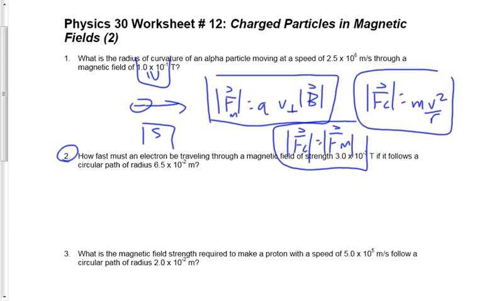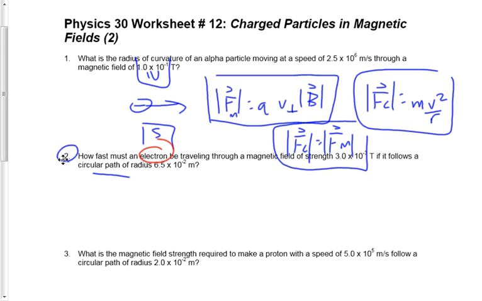All right, now question number 2 is asking us how fast an electron must be traveling through a magnetic field if it follows a circular path of that radius. I'm going to circle electron in red, and we want to highlight things in a red pen or something to draw attention to the fact that it's an electron, so that if I do need to use a hand rule, then I remember that it's going to be a negative particle in a left-hand rule. It's going through a magnetic field. It's talking about the circular nature of it. It mentions the word radius, the circle of radius 6.5 times 10 to the minus 2.